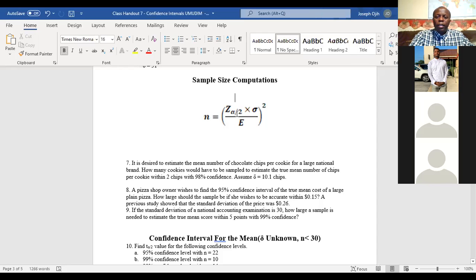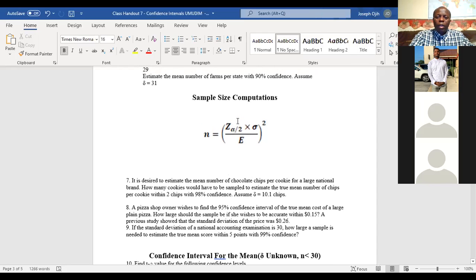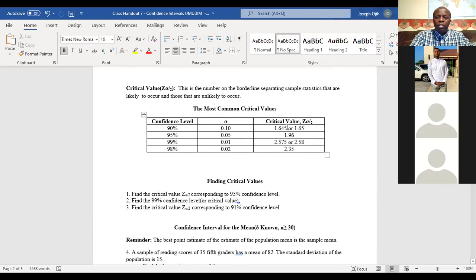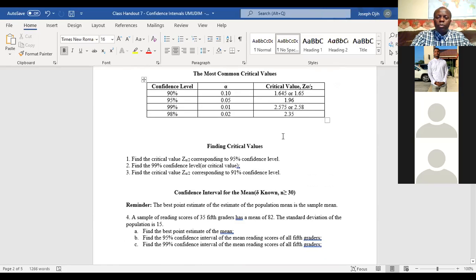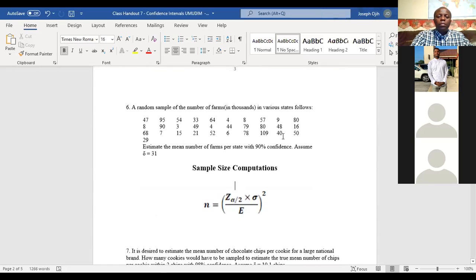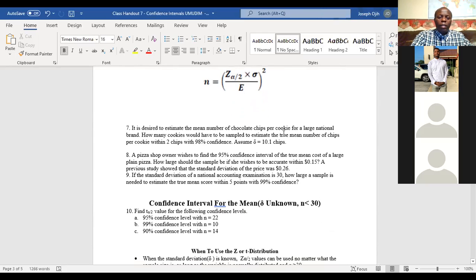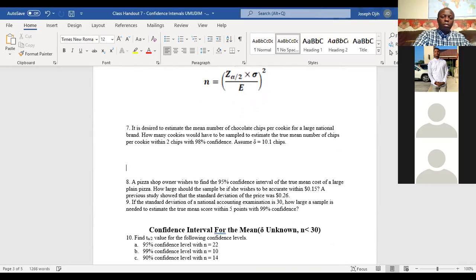I showed you yesterday how to calculate it. And we have examples of it in this box, the different z alpha over 2s. For 90 percent, it is 1.65. 95 percent is 1.96, and so on and so forth. Then times standard deviation divided by the error. Then you square the result. Okay, let's look at an example of this.